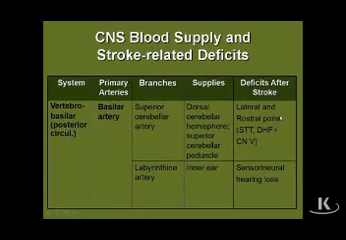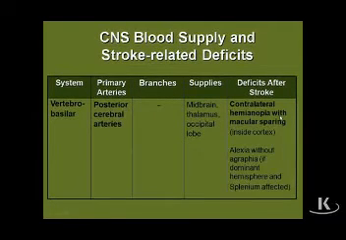The labyrinthine artery commonly comes either directly off the basilar, or it may come off AICA, and its job is to supply the inner ear. If there's an isolated infarct associated with this blood vessel, the patient will present with a pronounced ipsilateral sensorineural hearing loss.